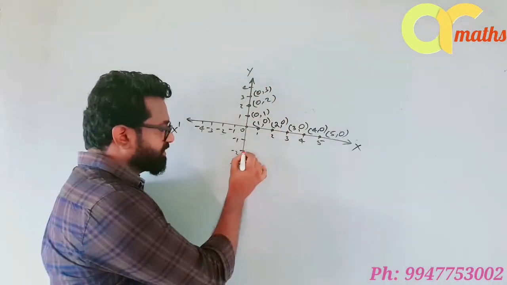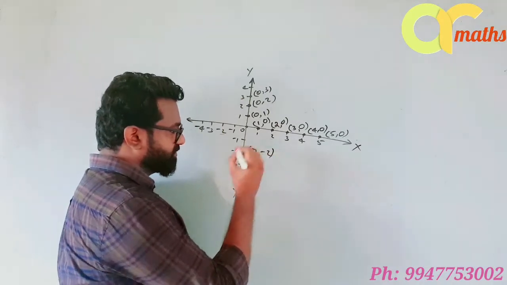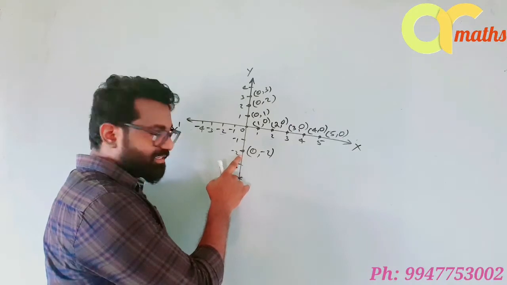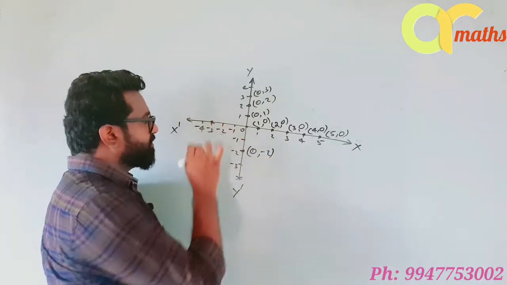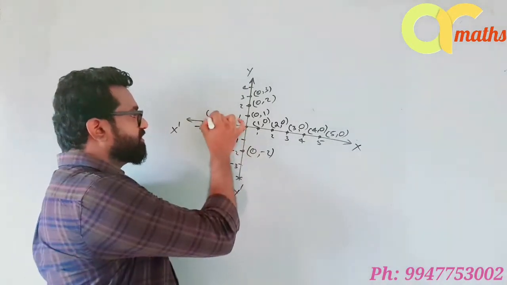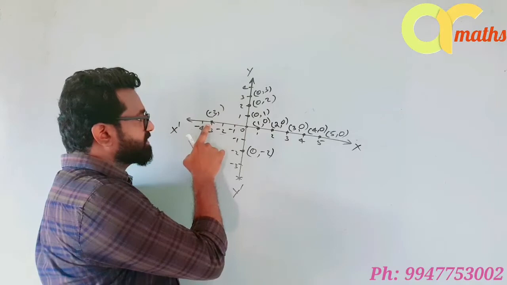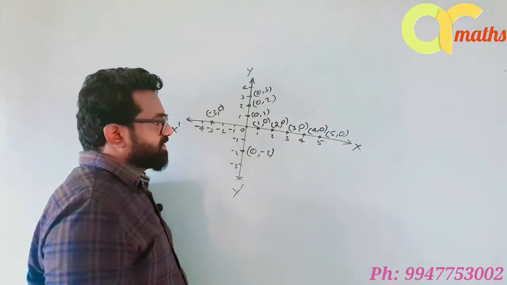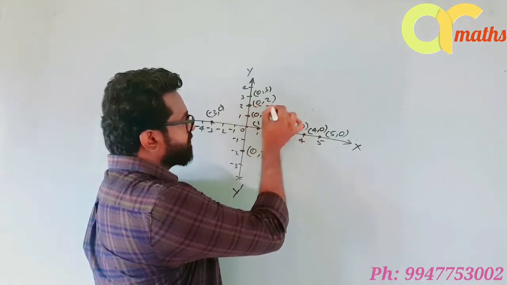Okay, what about this point? This is 0 comma minus 2. The value of x on y axis is 0 and y value is minus 2. What about this point? Here the value of x is minus 3, the value of y on x axis is 0. Clear?